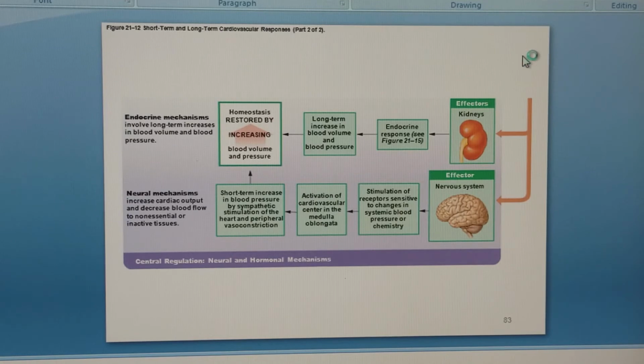Whereas if we take the endocrine route by way of the kidney, we're looking for a long-term increase of blood volume and blood pressure, getting us back to increasing the blood volume and pressure. The kidney will be releasing hormones necessary to accomplish that.